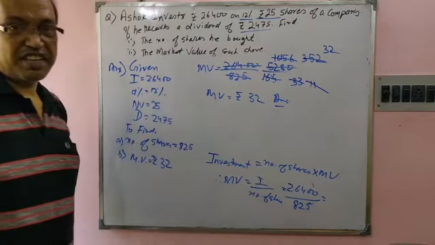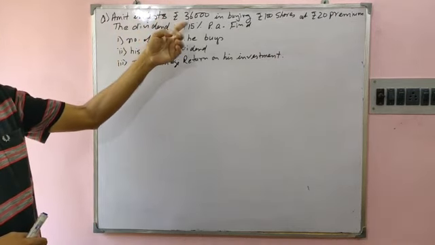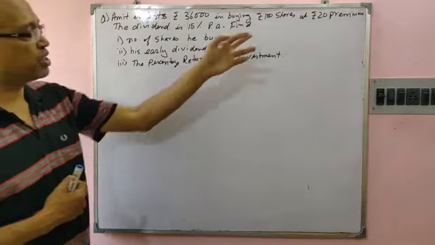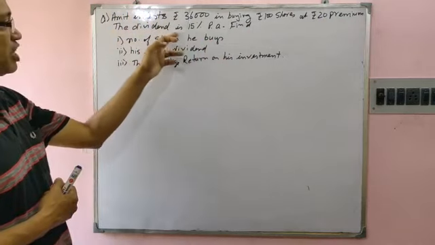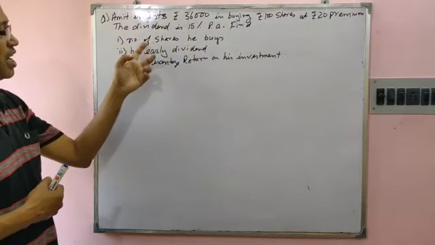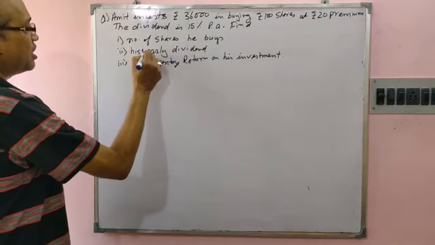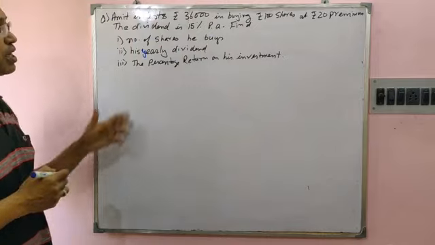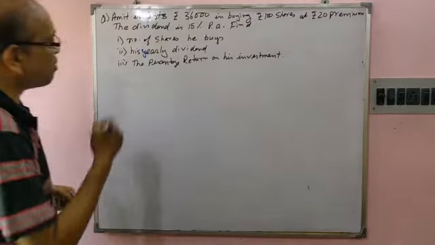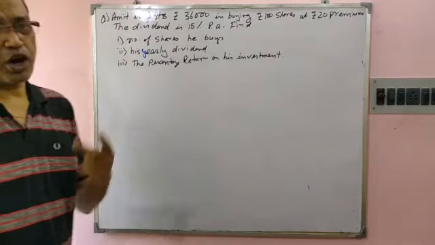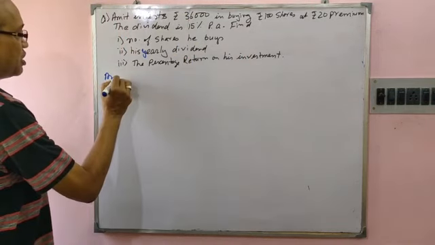So your answer, market value of each share is rupees 32. Is it clear? The next question. Amit invests rupees 36,000 in buying rupees 100 share at rupees 20 premium. The dividend is 15% per annum. Find the number of shares he buys, his yearly dividend, and the percentage return on his investment. Okay. So first we have to find number of shares. What are the two formulas for finding the number of shares? First, what is given?